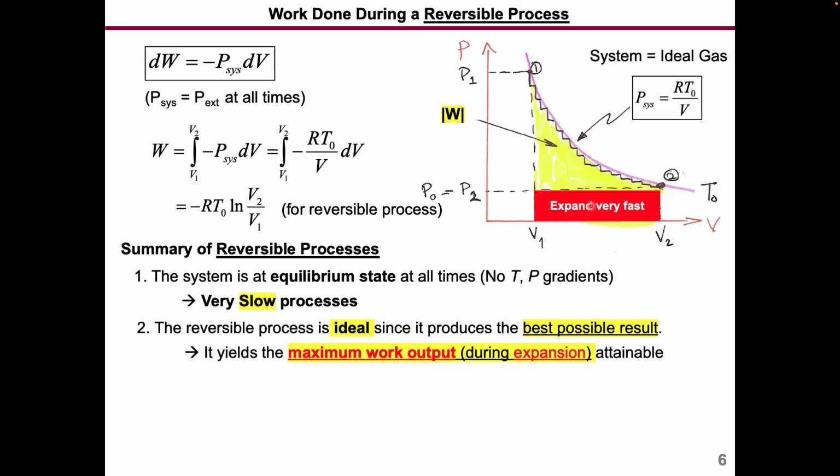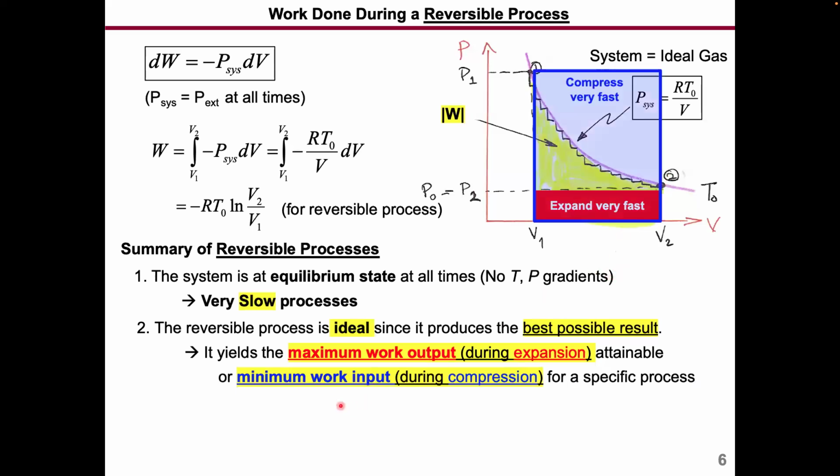So when we are going from an irreversible process to a reversible process, your work output is increasing during expansion, right? And then the reversible process actually gives you the maximum work output when you go from state 1 to state 2 during expansion, okay? And the same thing in reverse, it will actually require the minimal work input during compression for a specific process, right?